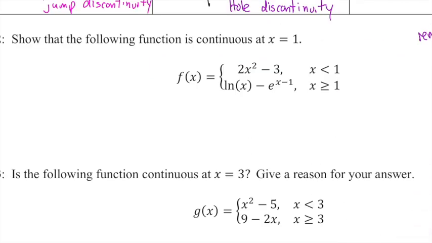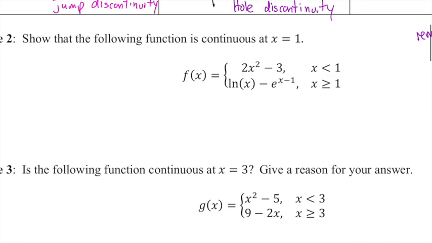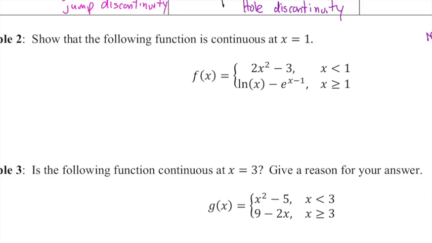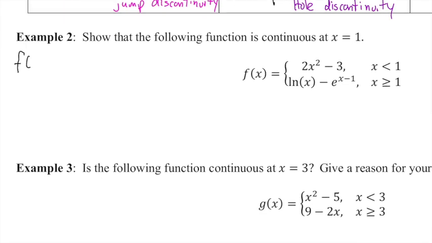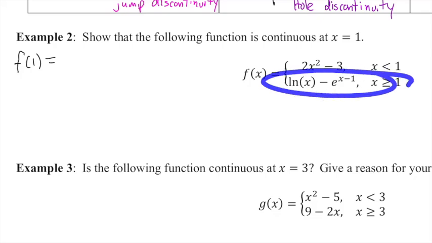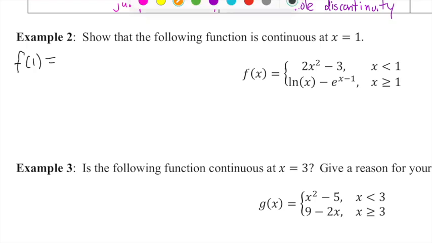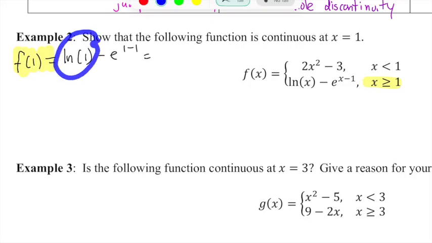Okay, so at first we need to show that the function at 1 exists. So f of 1 is going to be equal, again, to this equation here. I'm going to highlight it in yellow. And so let's substitute 1. So log of 1 is 0 minus e to the 0. So that's 1. E to the 0 is 1. So 0 minus 1 is negative 1. And so condition 1 is true.